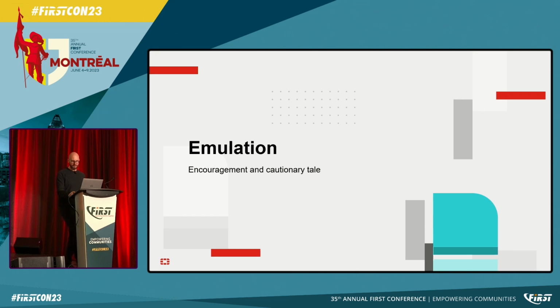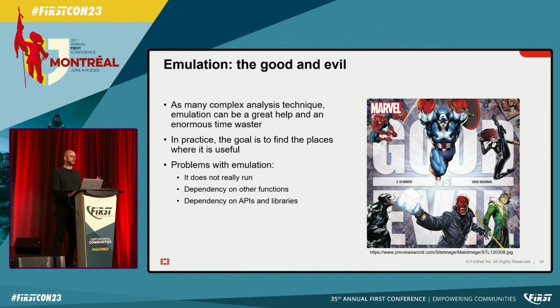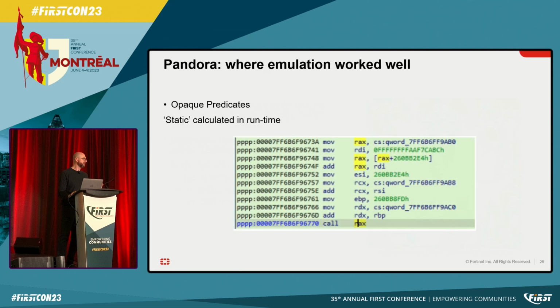So in Pandora, emulation worked well for, for one, opaque predicates, because all the data that you need to calculate that address for the call is there. You can easily use emulation for that, because you just need to emulate this part of the function, and once you get to the call, you just need to look at what's in RAX, and that's going to be the address, and then you can use that to comment in IDA.